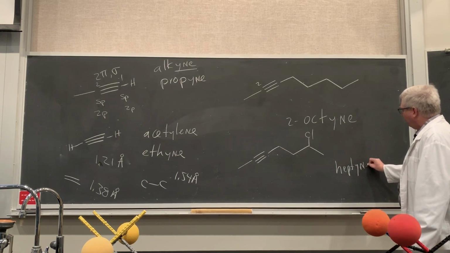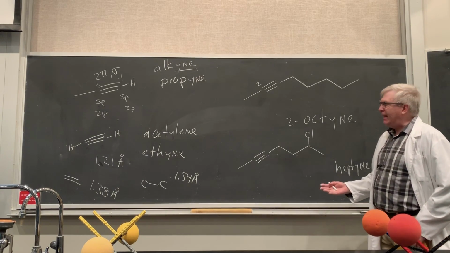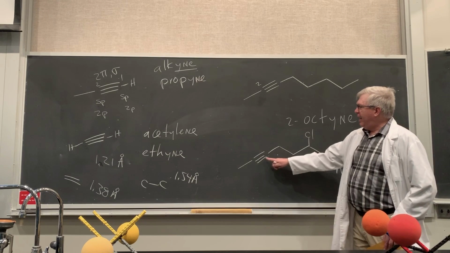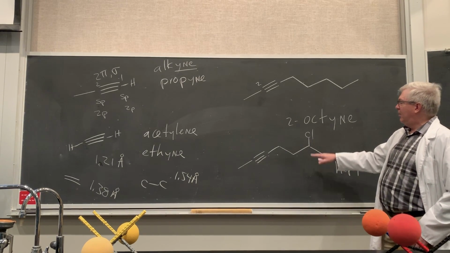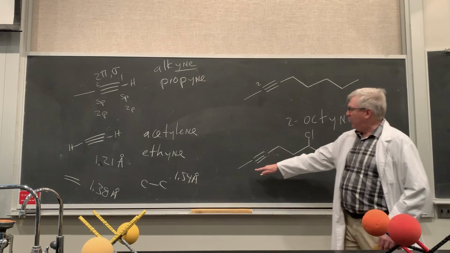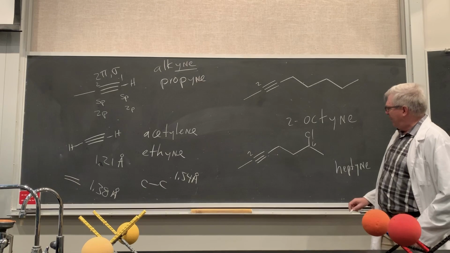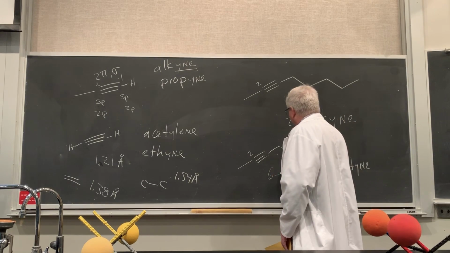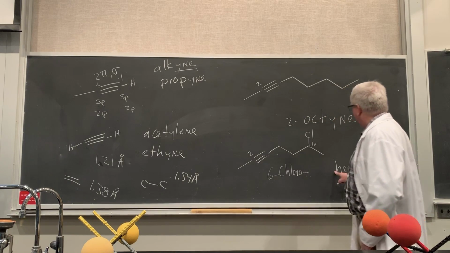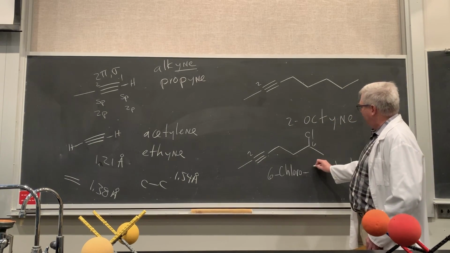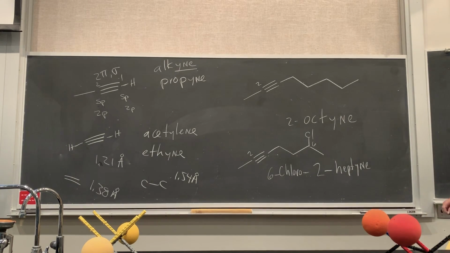Heptine. And which one gets priority? Well, kind of like the alkene, the alkynes have priority over halides and alkyls. So 1, 2, no, we name it 1, 2 here. 3, 4, 5, 6. Okay, so we need 6-chloro. And then out in front of the heptine, we need what? 2-heptine. So there we go.